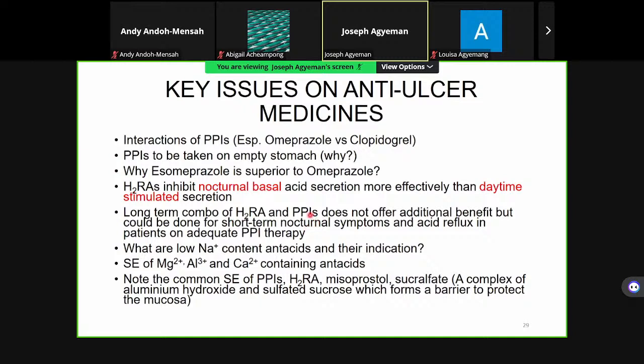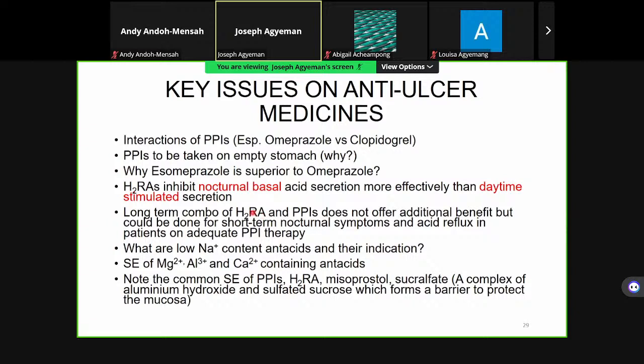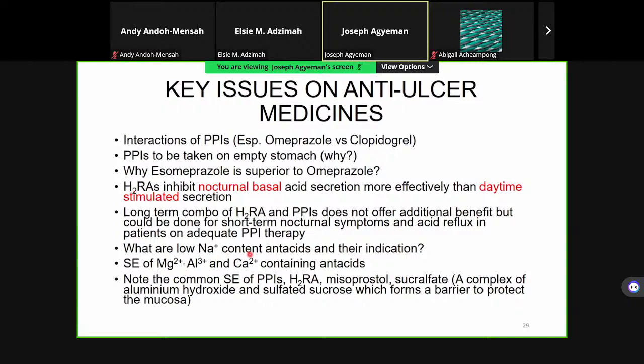It may not be a mistake. Maybe the clinician wants to have better control of nighttime. But if you do this for a very long time, you don't get enough benefits. So it is just for a short time control. Then we normally also give antacids to neutralize the excessive acid in addition to the triple therapy.